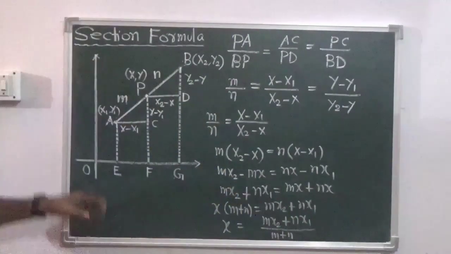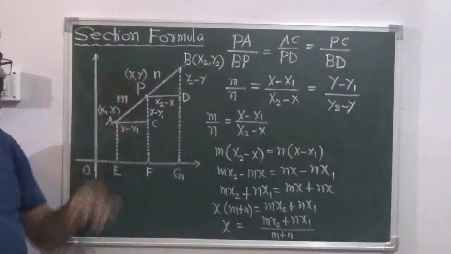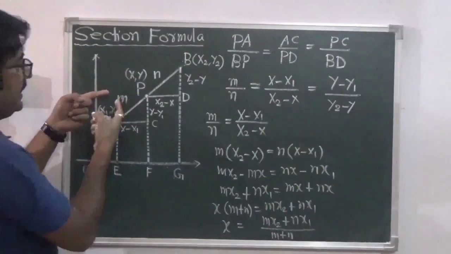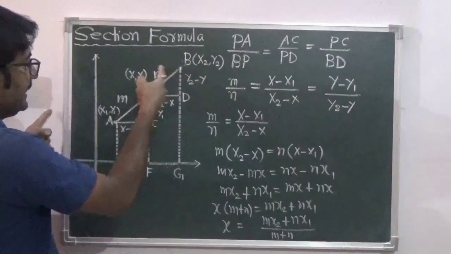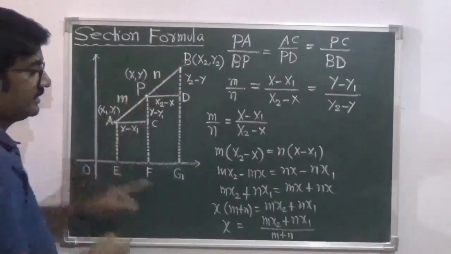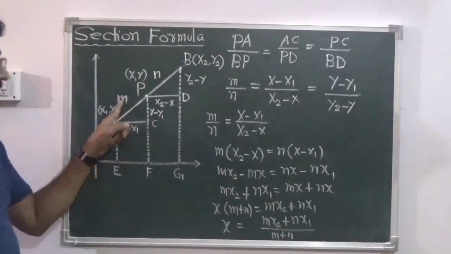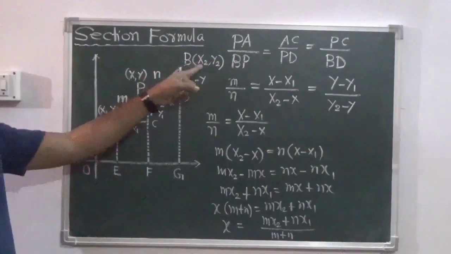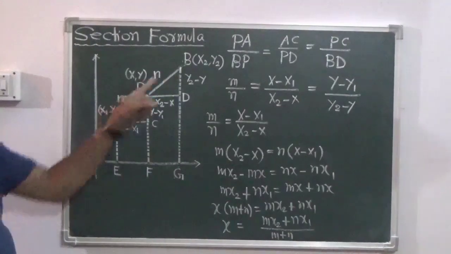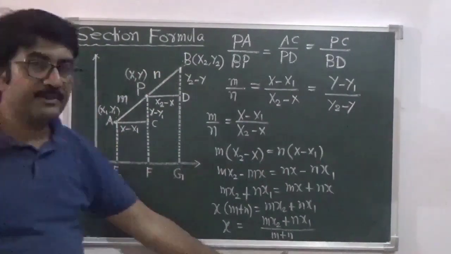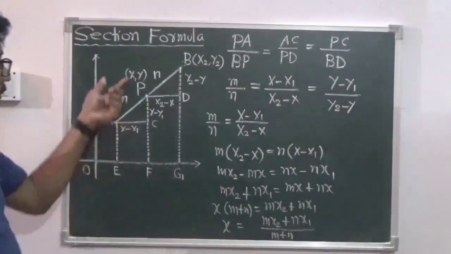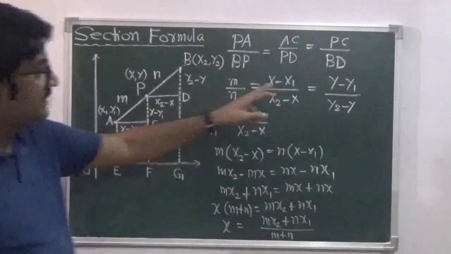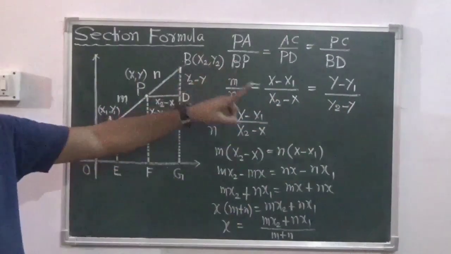So finally, how to find the coordinate of x? x is equal to mx2 plus nx1 by m plus n. So m with this x2, n with this x1. So mx2 plus nx1 by m plus n. Okay, so this we get the value of x. In a similar way, if you equate this and this, we get the value of y.